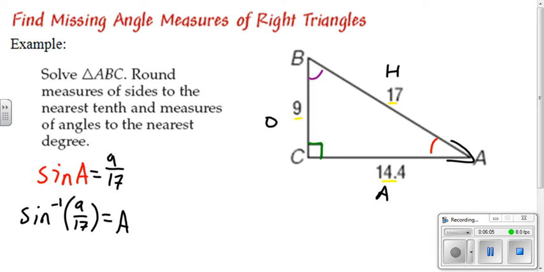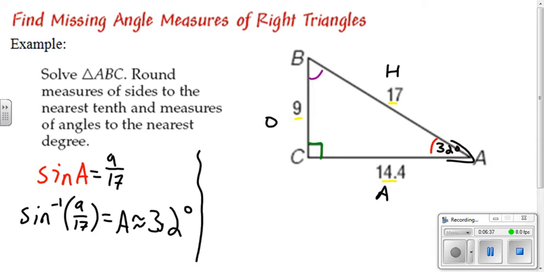And when we find the arc sine of 9/17, that means that A is approximately, rounding to the nearest whole degree, 32 degrees. Now we could either just say 180 minus 90 minus 32 would give us our B value, but let's say we wanted to use trigonometry to find our B value.